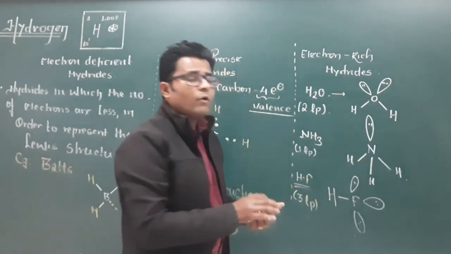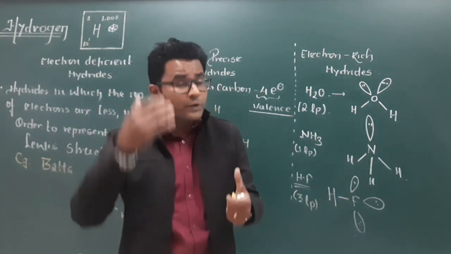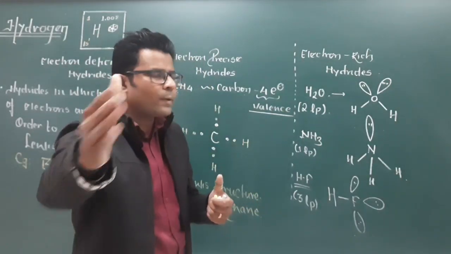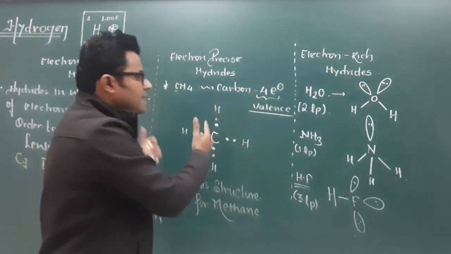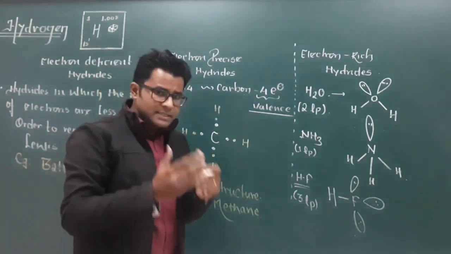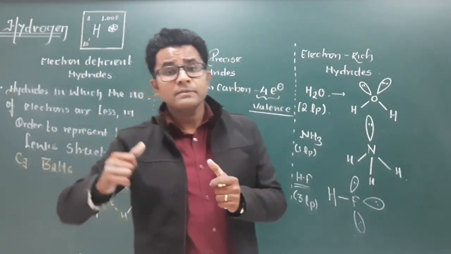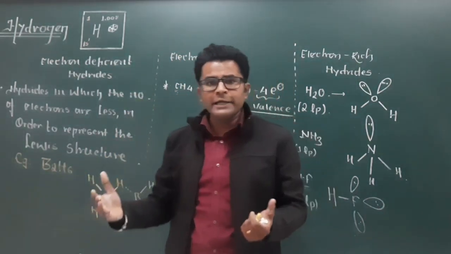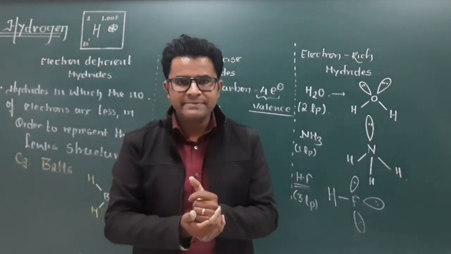So here the number of electrons is greater, or you can say the number of electrons is more than what is required in order to represent their Lewis structure. So this is the case of the molecular hydrides, or what we can call the covalent hydrides.